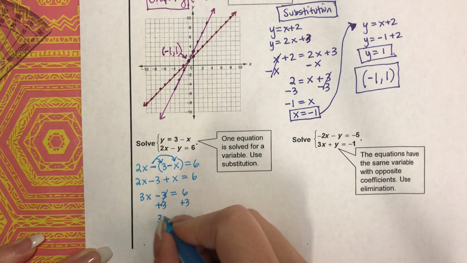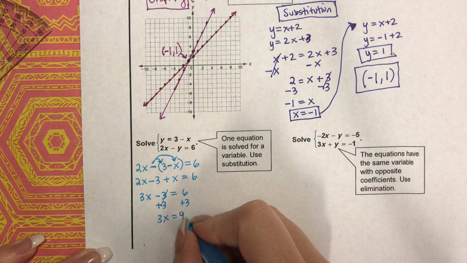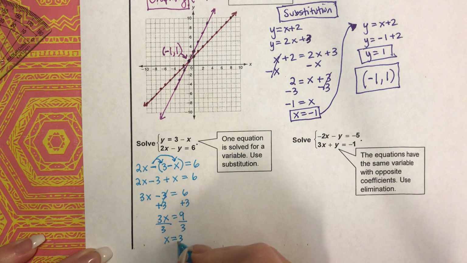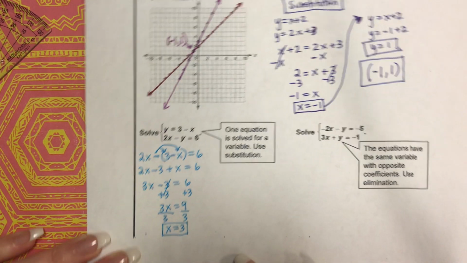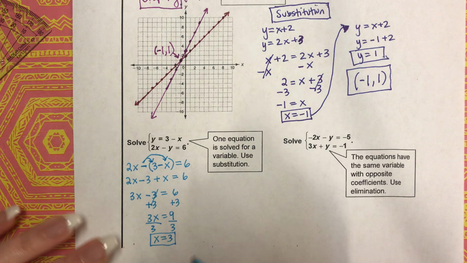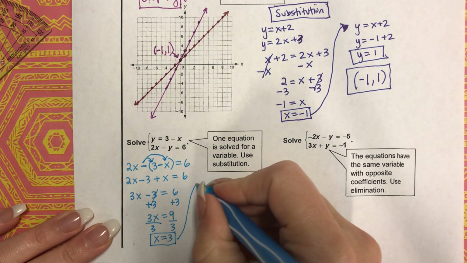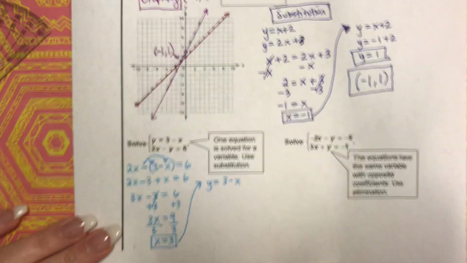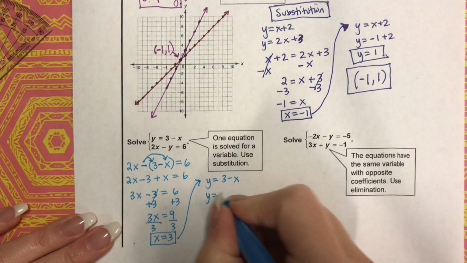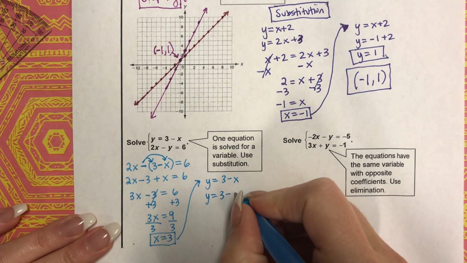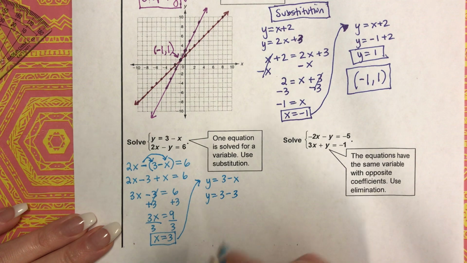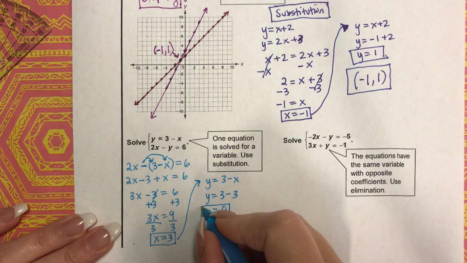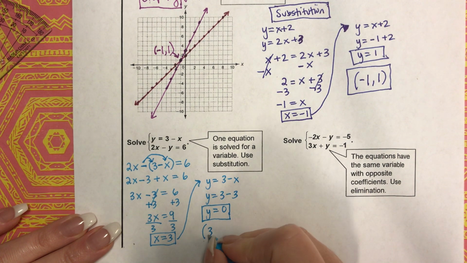That cancels. 3x equals 6 plus 3 is 9. We're just solving for x. Okay, boom, there we have it, right? x equals 3. And then we need to figure out what y is, so I'm going to substitute it back into this equation here. 3 goes in here, so we have y equals 3 minus 3, right? And then that's just y equals 0. So we have our solution there: 3, 0.